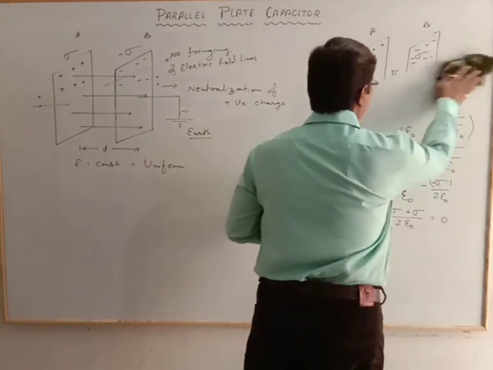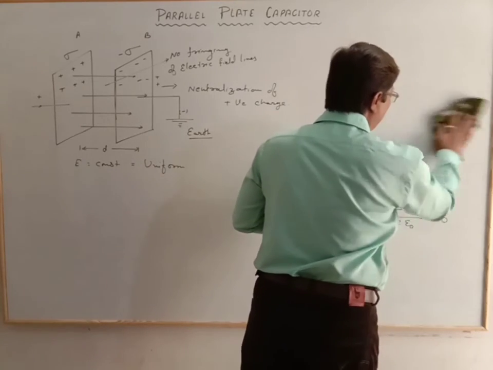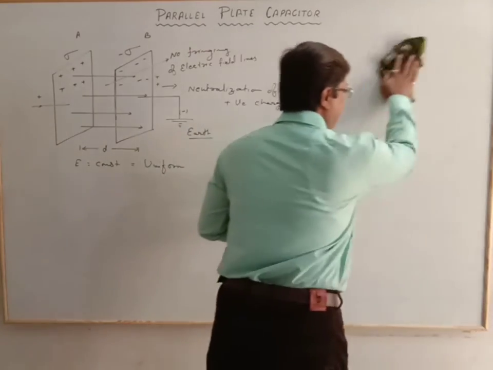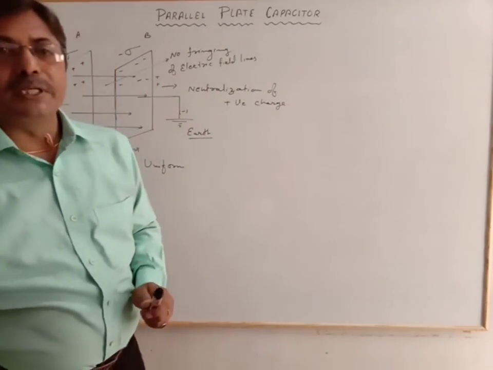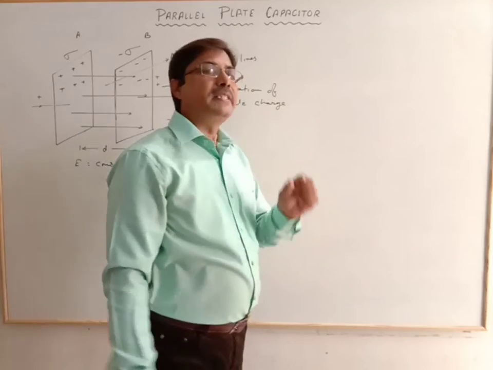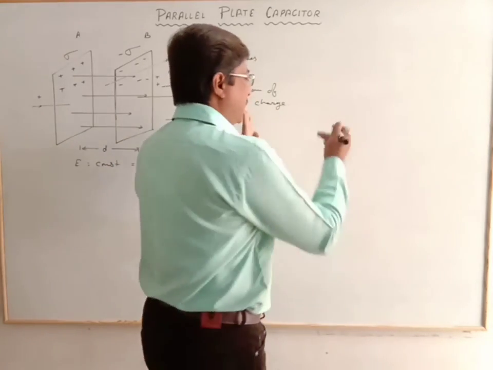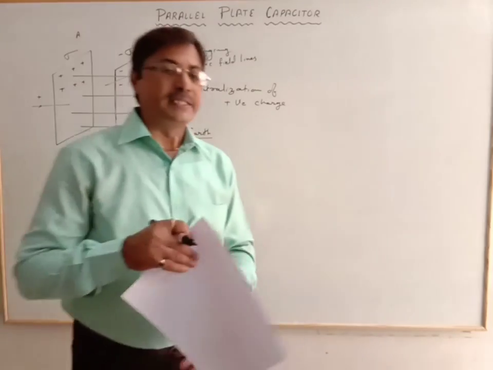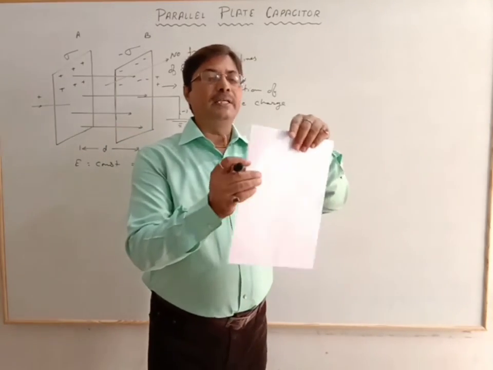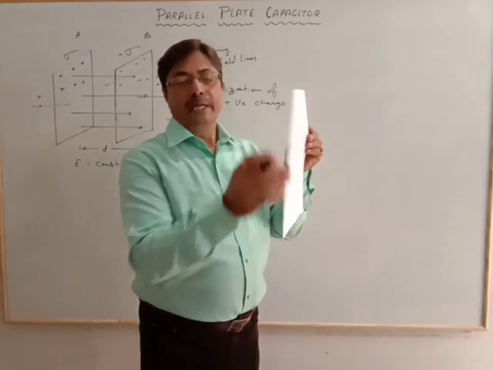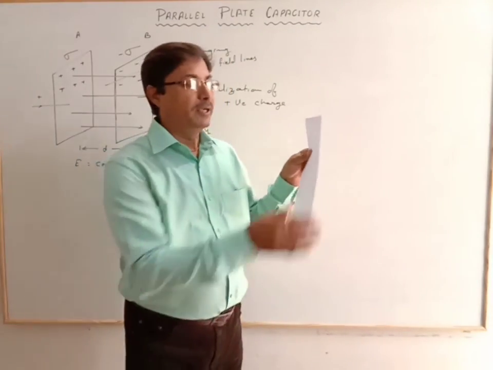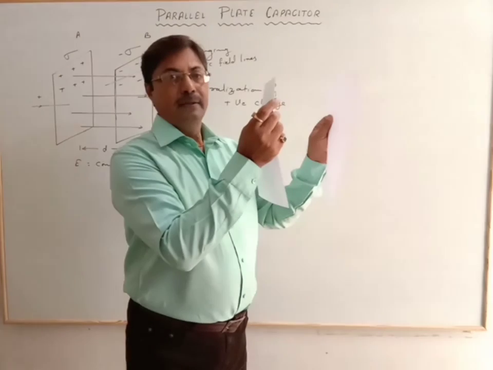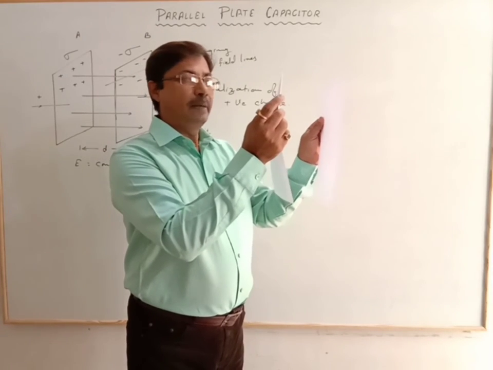Now, as I told, for the parallel plate the area of the plates is very large as compared to the distance between the plates. Suppose I take one example. It is the plate, and here we consider plate 1 and plate 2 like this. So in that case, this is the parallel plate.